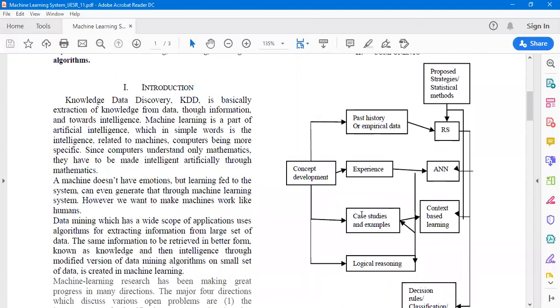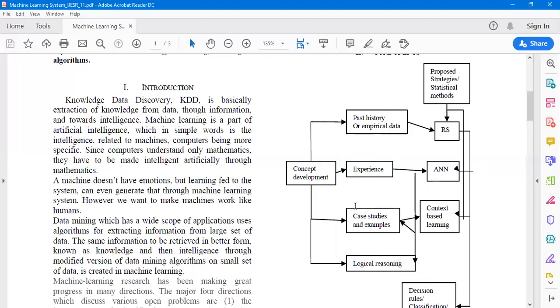Here you can see that we have a concept-based development, and we have a context-based development, right? So whenever we try to propose the methods, we are going to incorporate the history, that is the empirical data, the experience, and the case studies and examples. Also, the logical reasoning. So when we incorporate all four, that's called the concept development, because the concept which we have defined has come from the previous history, from our experience, from the examples we have, and from some logical reasoning like if-then-else: if this happened then this happened, or if this will happen, this will happen. So this is called logical reasoning.